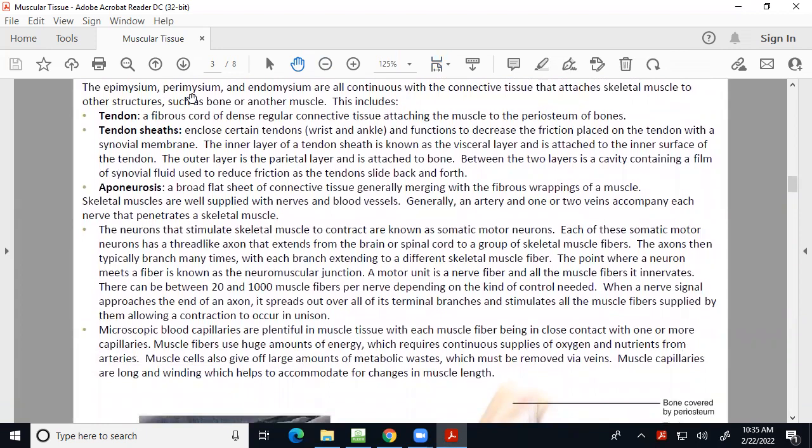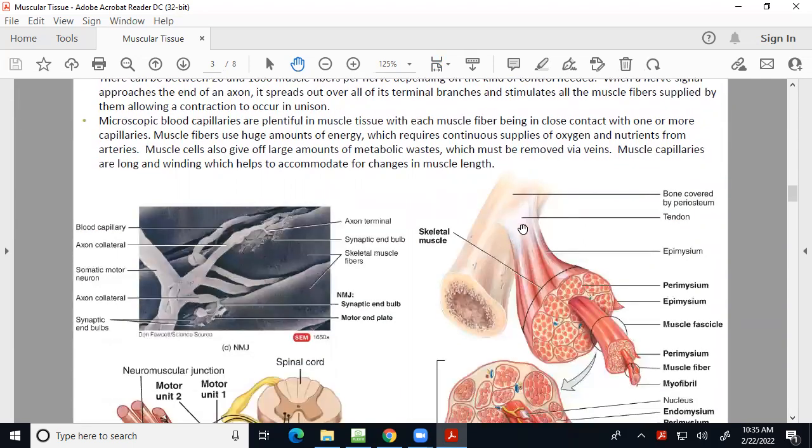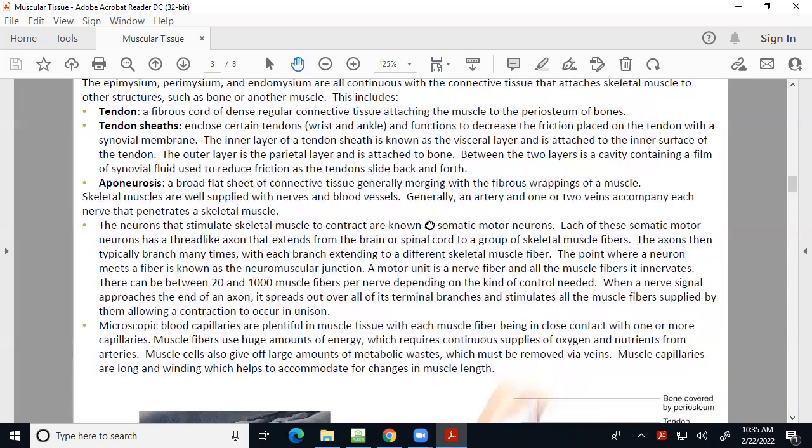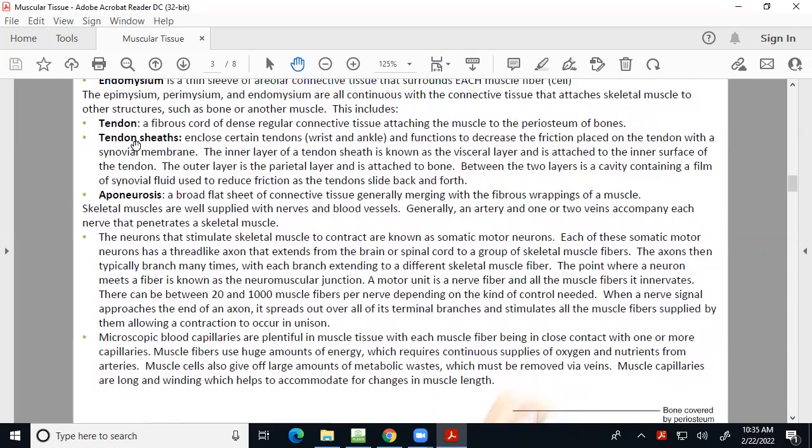Now, talking more about the epimysium, the perimysium, and the endomysium, those are all continuous with the connective tissues that attach skeletal muscle to other structures, whether that's bone or other muscle. That includes some of the things that we've previously talked about. We talked in our last unit, and as far back as just the other day, about tendons. We learned that tendons are a fibrous cord of dense regular connective tissue that attaches the muscle to the periosteum of a bone.